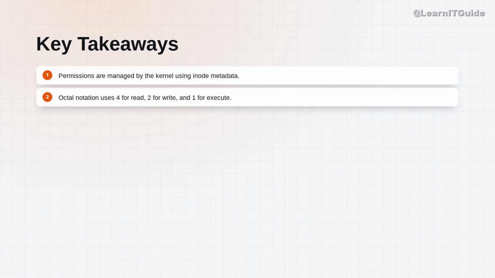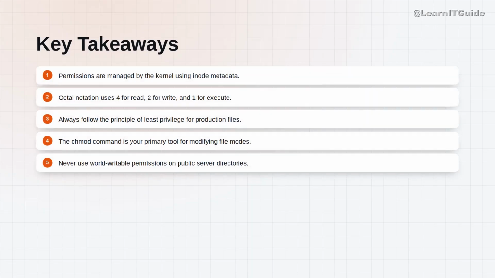The Linux kernel manages permissions via inode metadata. Octal notation is the standard for setting these modes. Practice the principle of least privilege everywhere. Use chmod to enforce security, and never ever give world writable access to your production directories.